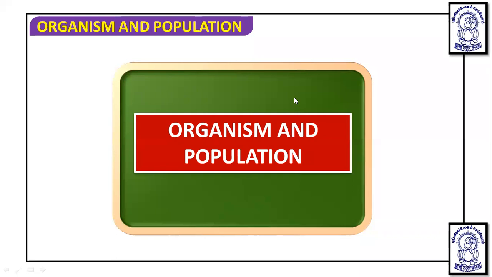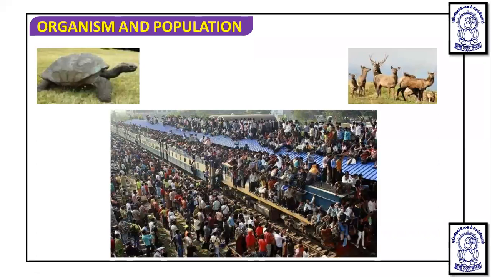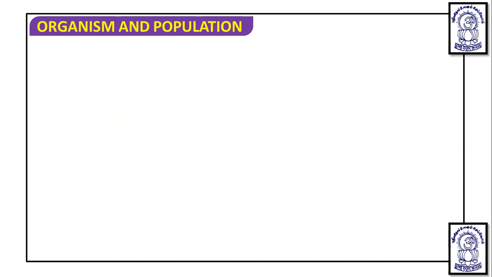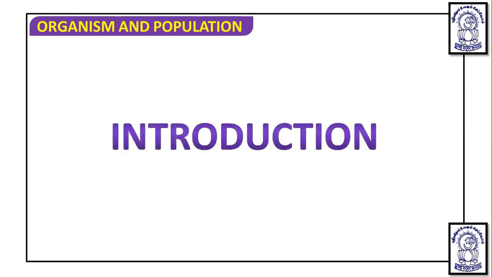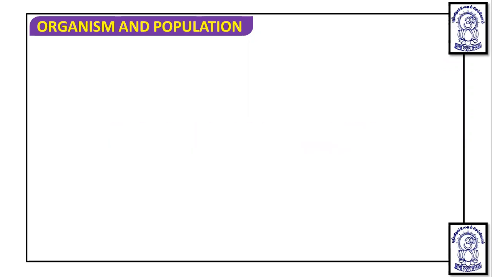Dear students, today we are starting a new chapter, that is Organism and Population, of the ecology part. We know that organisms form a population. First, when we talk about the introductory part, we should understand that this chapter is a part of ecology.